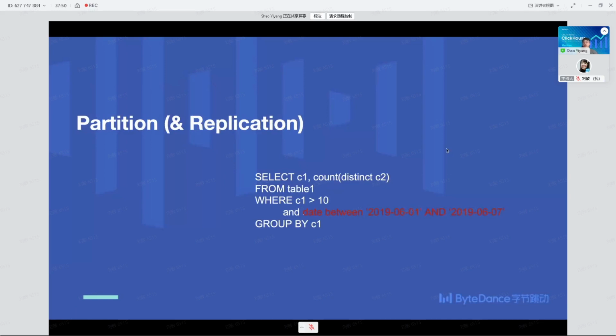Secondly, ClickHouse uses partitions. So, for example, if we have this table 1, we partition it by date. So every data point is split into partitions by date. If we query from 1st of June to 7th of June, we only need to select these 7 partitions. Even though you may have stored 2 or 3 years of data in this table 1, it can quickly locate these 7 partitions. So in this way, we achieve reading less.